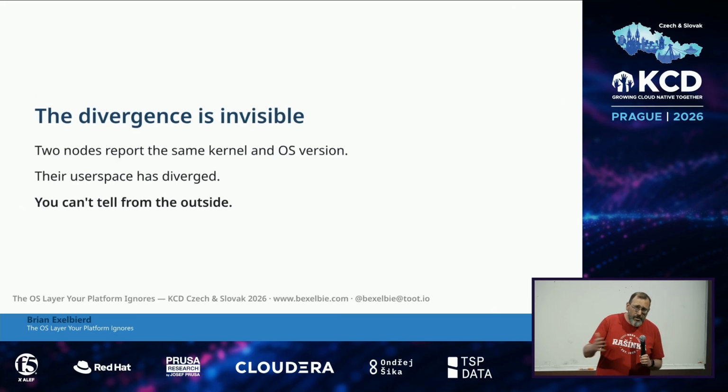And all of this divergence that I'm talking about, it's all invisible. It's not visible through version numbers. You can see the same kernel, the same OS, the same kubelet, but there's still a difference. And in order to find that difference, you typically have to do a package-level audit of the system. You might even need to do a file system-level audit of the system.